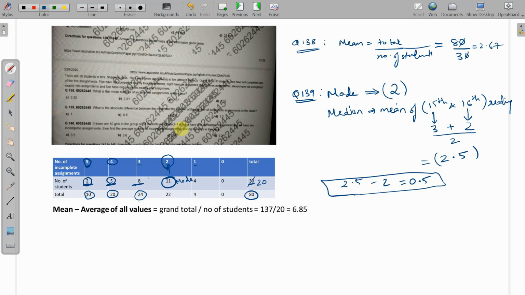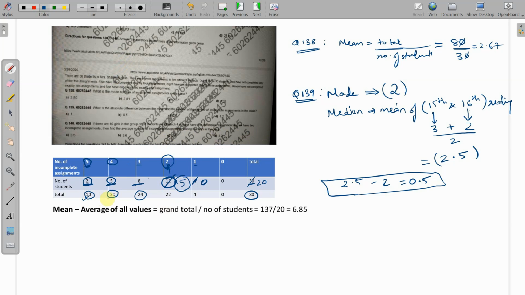Next, 4 of the girls have 1 incomplete assignment. So for 1 incomplete assignment, 4 of them are girls. So 4 minus 4, the number of boys in this would become 0. I'm just recreating the table for the number of boys. And the number of boys would be 0. And next, 6 girls have 2 incomplete assignments. So out of the 11, 6 of them are girls. So how many would be boys? 5.